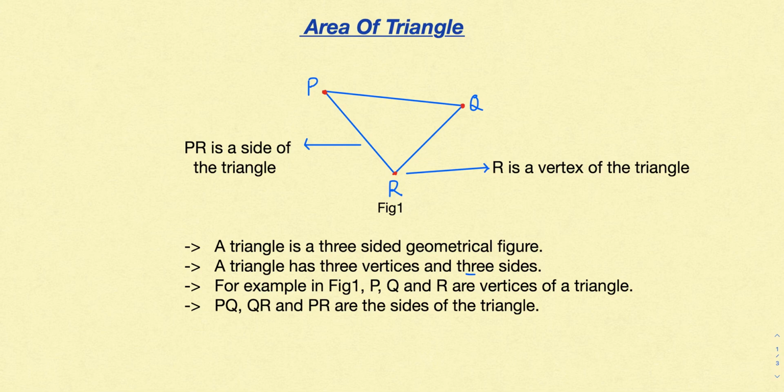So today we'll be talking about how to find the area of a triangle. Now before we go on to how to find the area of the triangle, let's look at some of the very basics of a triangle. As all of us know, a triangle is a three-sided geometrical figure and it has three vertices and three sides. So for example, in this figure we have P, Q and R as three vertices. These are the vertices. And what are the sides? The sides are PR, PQ and QR.